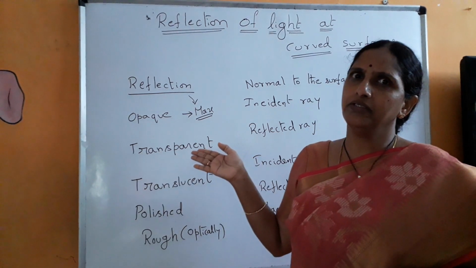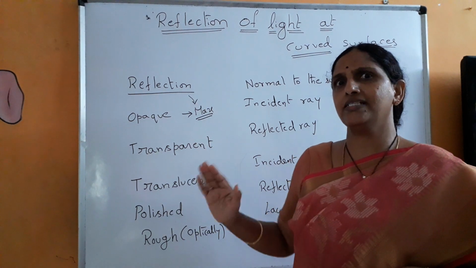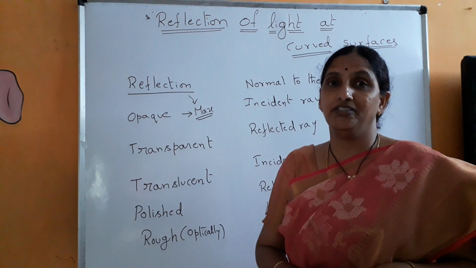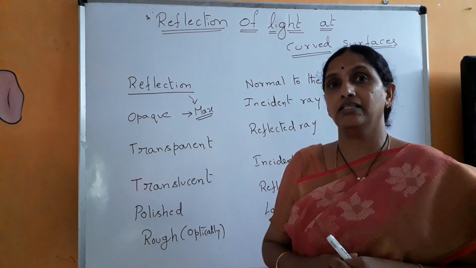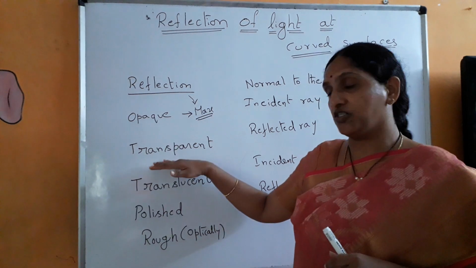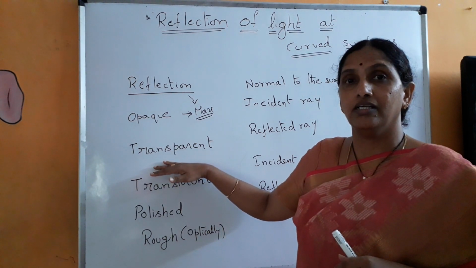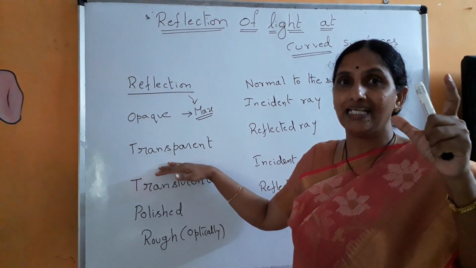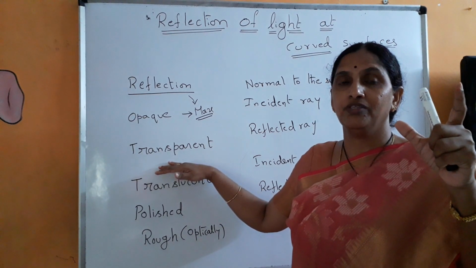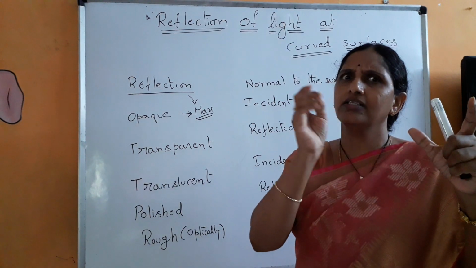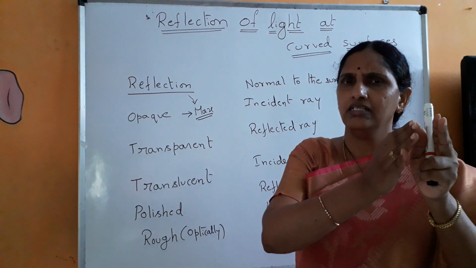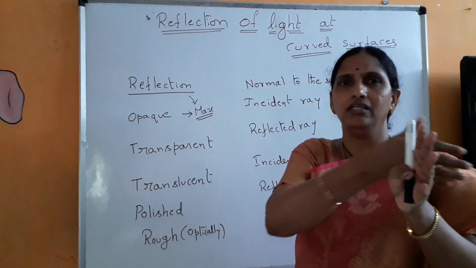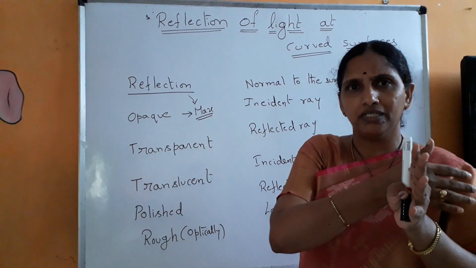The best example, can you please give one best example for this? Yes, you are saying that it is glass. See, a glass plate is transparent, but not completely, because you will be able to see the glass plate also. That means a part of the light which is incident on the glass also reflects back. It cannot completely allow the light to pass through it.